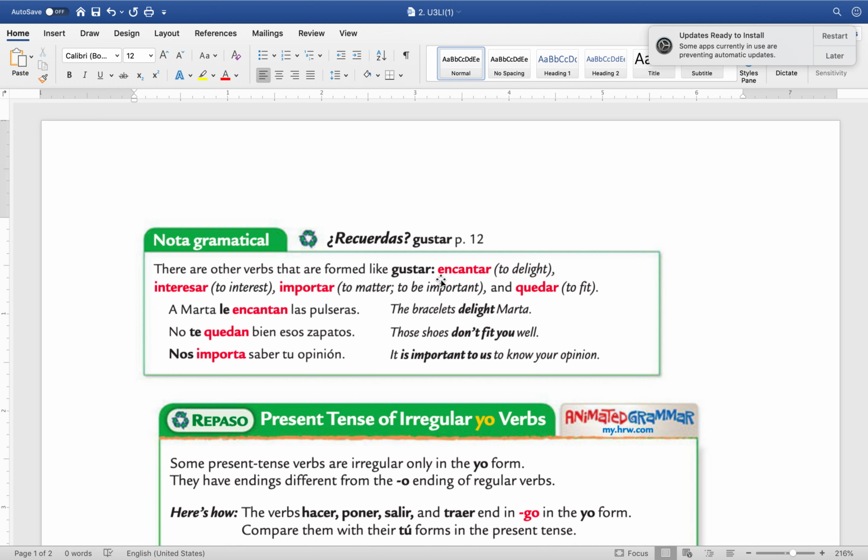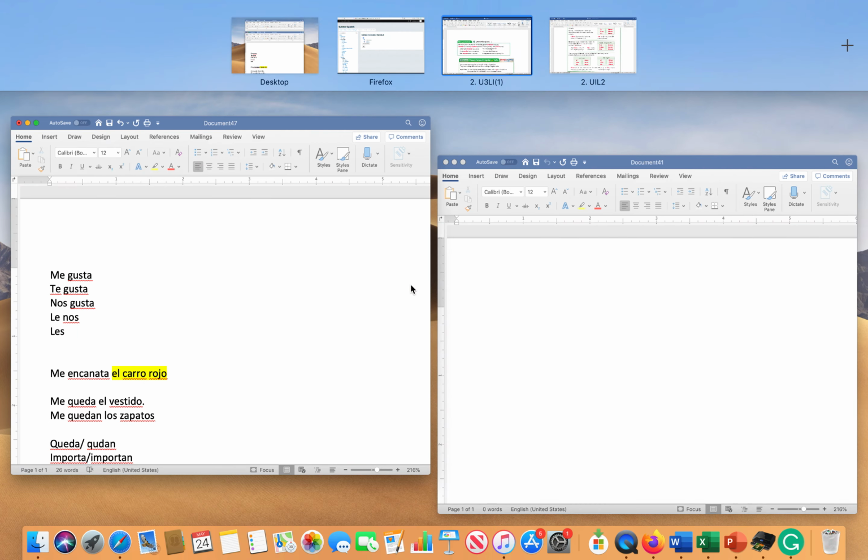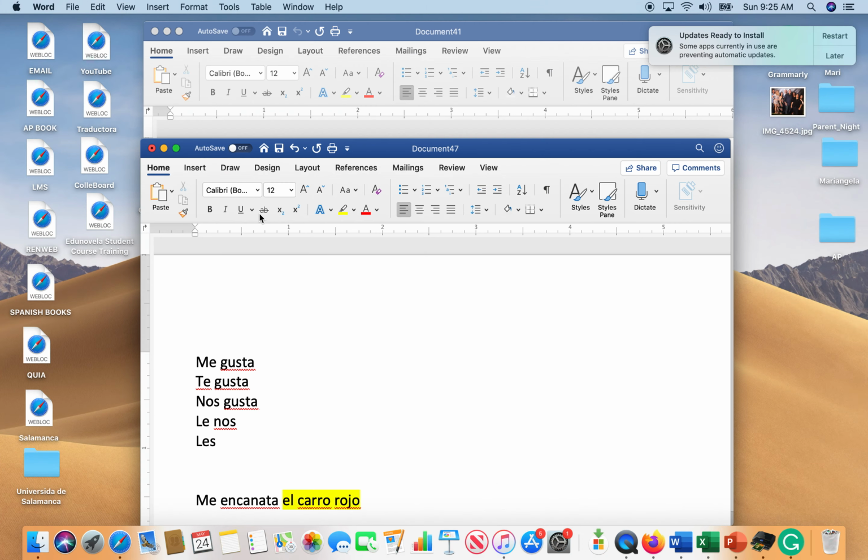So those verbs are pretty much like gustar. When I say pretty much like gustar, that means you don't conjugate the verb, okay? So the verb ends in A if the noun is singular, or ends in AN if the noun is plural. And then you have to use the pronouns, like I said before, me, te, le, nos, and les, just like gustar.